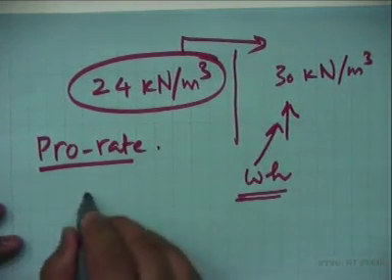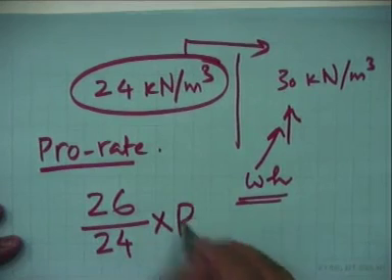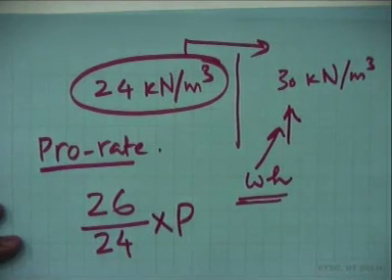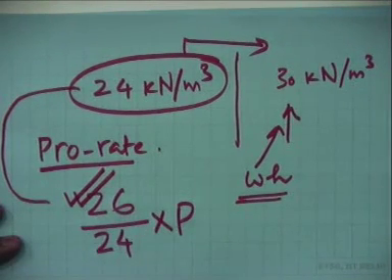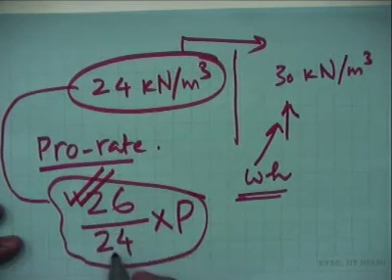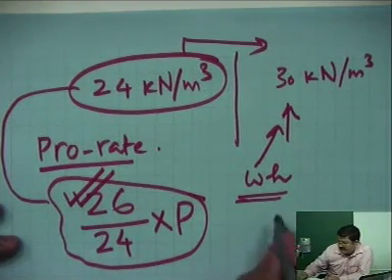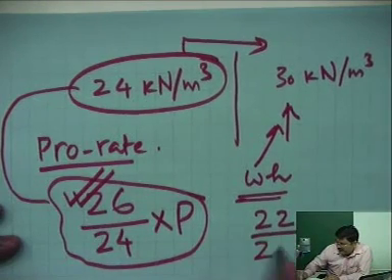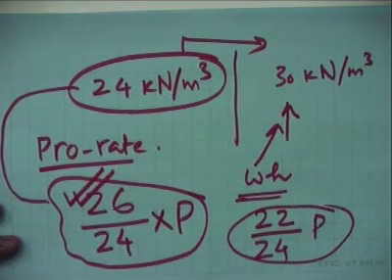Suppose it is 26, so pressure would increase: 26 by 24 into P. Is this clear? Suppose instead of 24, you are using a concrete of 26 kilonewton per meter cube. So your revised or corrected pressure would be 26 by 24 into P. Is this clear to you? Suppose you are using a low density concrete, 22 kilonewton, the pressure would be low compared to 24 kilonewton per cubic meter. Is this clear to you, technology class?